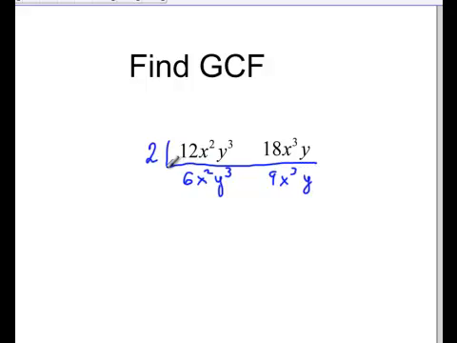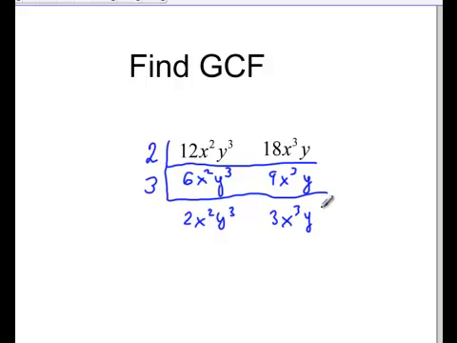I'm going to continue and create another letter L because I feel that there is another number that goes into 6 and into 9, and this number is 3. So I'm going to write down 3 right here, and 3 goes into 6 2 times, 2x squared y cubed, and 3 goes into 9, which is 3x cubed and y. I'm going to create another letter L because even though I'm done with numbers, there is nothing that goes into 2 and into 3, but there are variables.